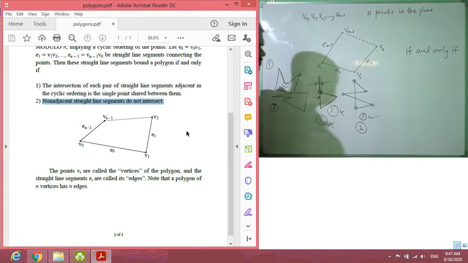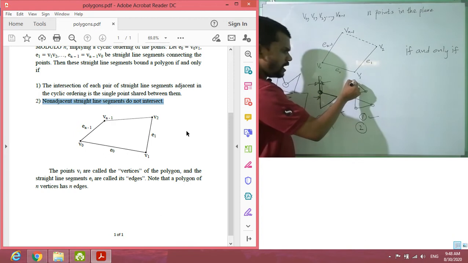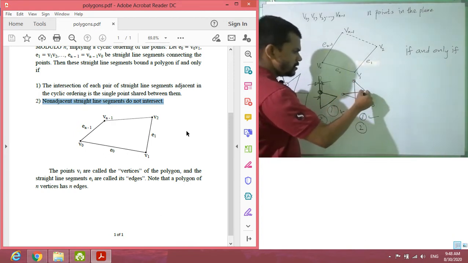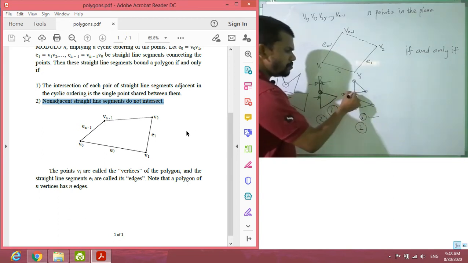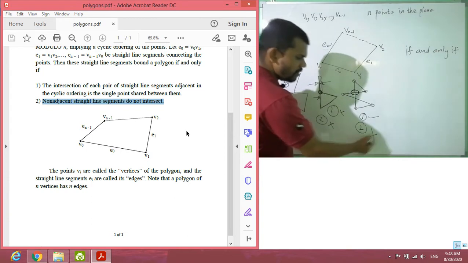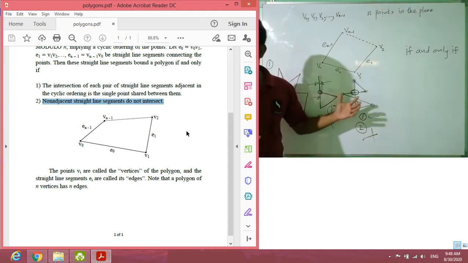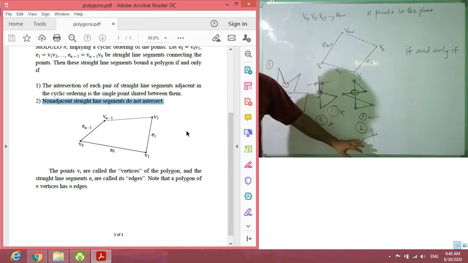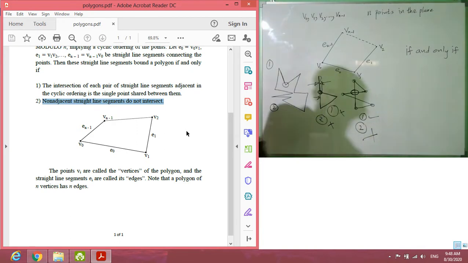But if you check the second condition, it says non-adjacent straight line segments do not intersect. That means there cannot exist at least one pair of non-adjacent straight line segments such that they intersect. And if you consider this one and this one, they are non-adjacent if you consider the cyclic ordering, but they intersect here. Therefore, if we could find at least one pair of non-adjacent straight line segments intersecting, that condition is false. This condition is not satisfied. Therefore, this is not a polygon.